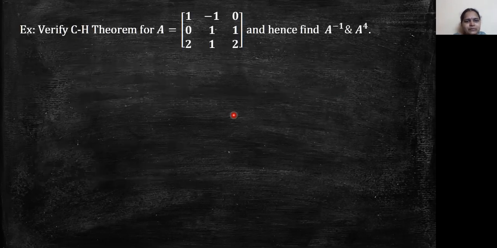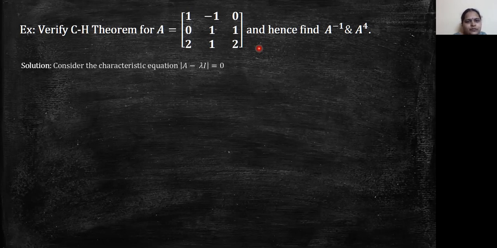Now in this video I am going to discuss the verification of the Cayley-Hamilton theorem for a particular matrix, and hence find A inverse and A power 4. So first, we have to have the characteristic equation. That is why consider the characteristic equation determinant of A minus lambda I equal to 0.